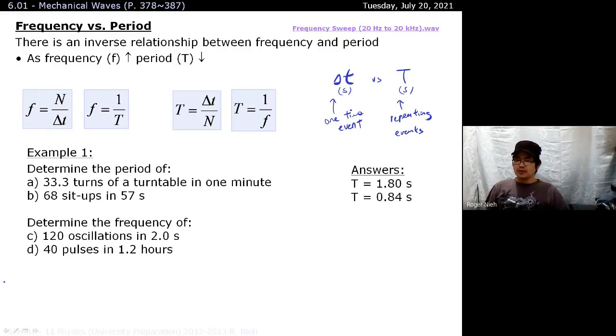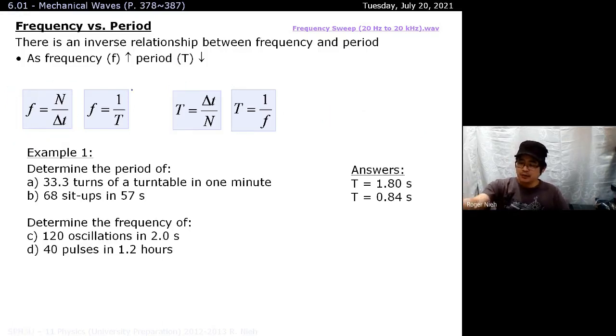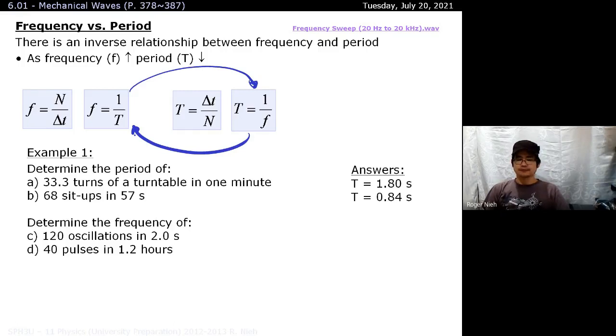Why are there 4 formulas? It's really about what you're trying to measure at that moment. Knowing that frequency is the number of events as time goes by, or the reciprocal, which is the time that goes by per event, which is your period. Lastly, period and frequency are inversely correlated with each other. So it's really just the reciprocal formula. Pick and choose the formula that you need to solve that particular problem.